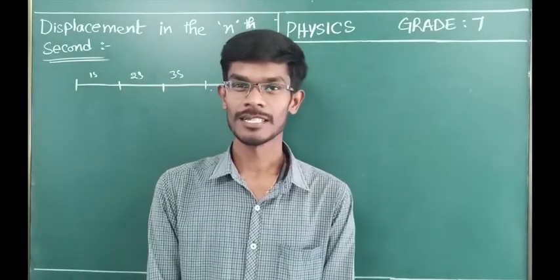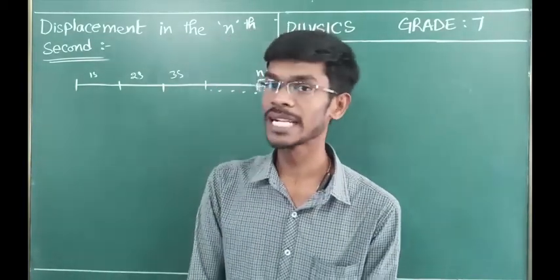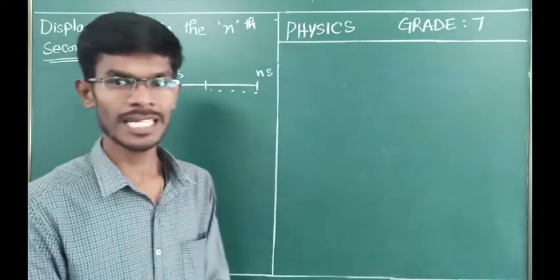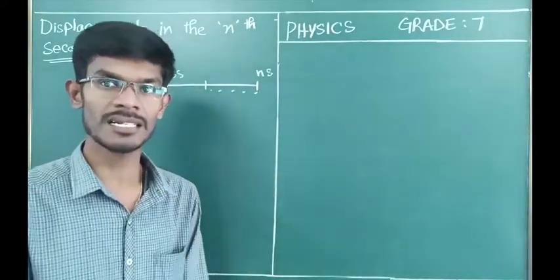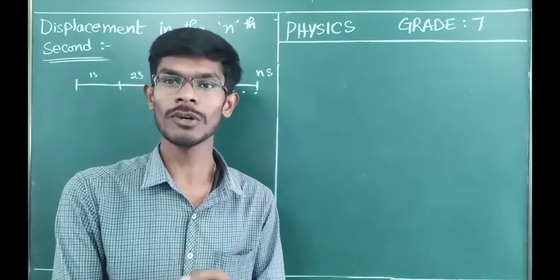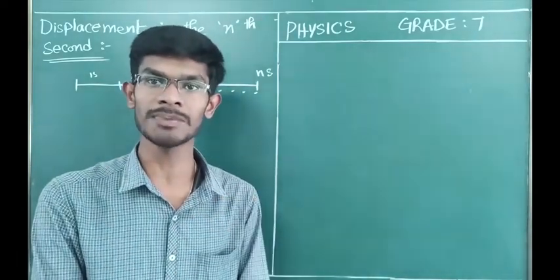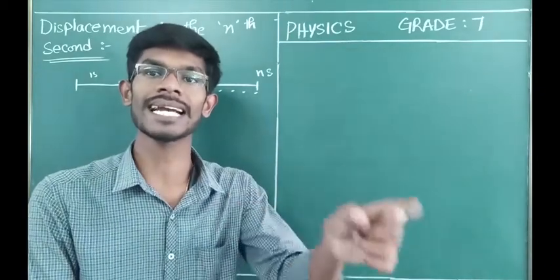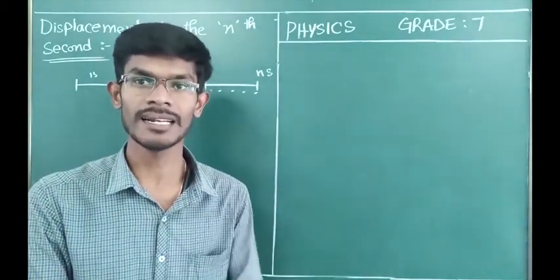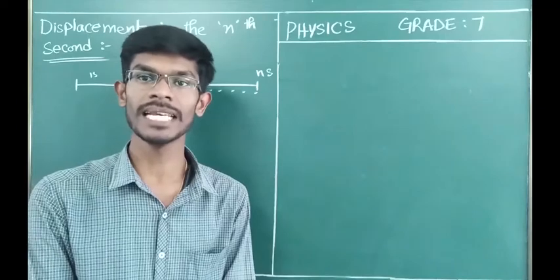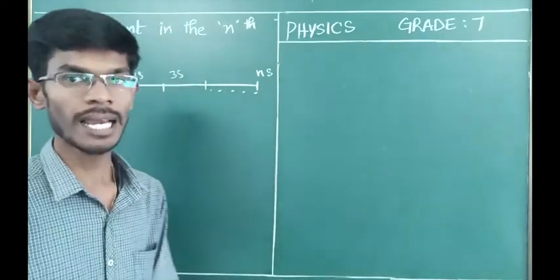Very happy morning, students. The displacement in the nth second. Here, the displacement in the nth second represents: suppose if I want to find out the distance travelled or the displacement travelled by an object in a particular second, or third second, or fourth second, that will be given by the displacement in the nth second.